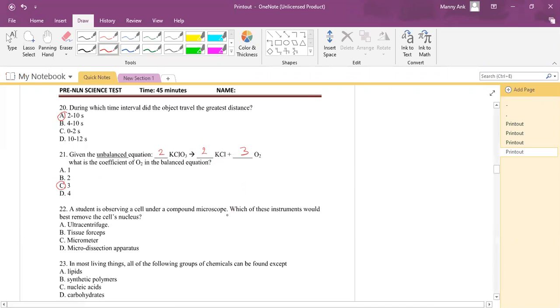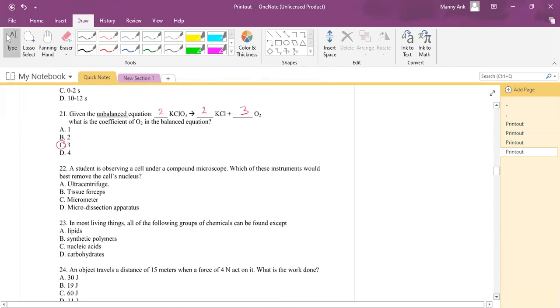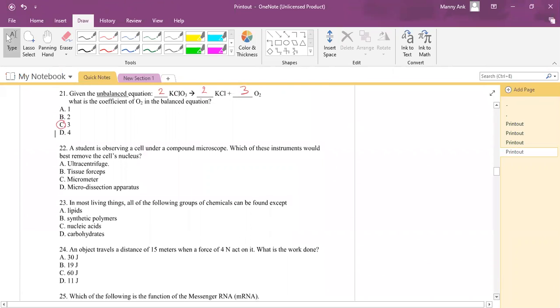(22) A student is observing a cell under the microscope. Which of these instruments will best remove the cell's nucleus? The nucleus is very tiny, and you're dissecting, you're cutting. So you need a micro dissection apparatus. If you're not too sure, you can even do elimination. Ultracentrifuge: you are spinning to separate so many things in the cell. Tissue forceps, too big. Micrometer is for measuring length, so that's not going to be good to use. So that's by process of elimination.